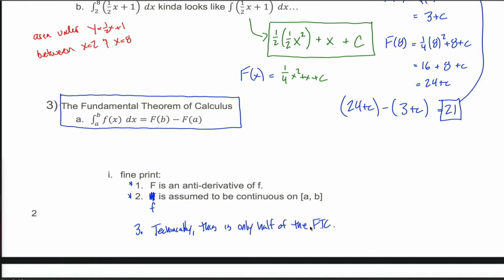Technically, this is only half of the fundamental theorem of calculus, but we're not going to learn the second half for the purposes of our class because we don't need it in a business calculus class. So for our purposes, this is the fundamental theorem of calculus, and I hope you are very excited to see it. In case you're not excited to see it, let me do one more example.